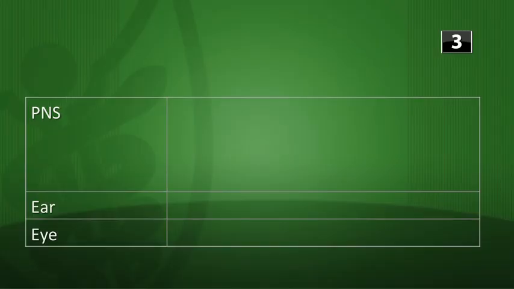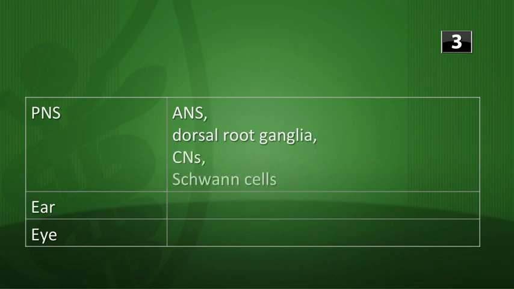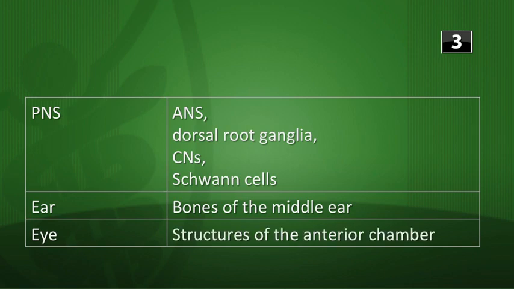Next, what are the neural crest derivatives in each of the following adult structures? So first we have the peripheral nervous system. That's going to be the autonomic nervous system, so the vagus nerve, sympathetic ganglia, the dorsal root ganglia, so those are the sensory nerves, cranial nerves, and Schwann cells. In the ear, we have the bones of the middle ear. In the eye, we have the structures of the anterior chambers, where we have the cornea, the sclera, the ciliary muscle, and the pigment cells.